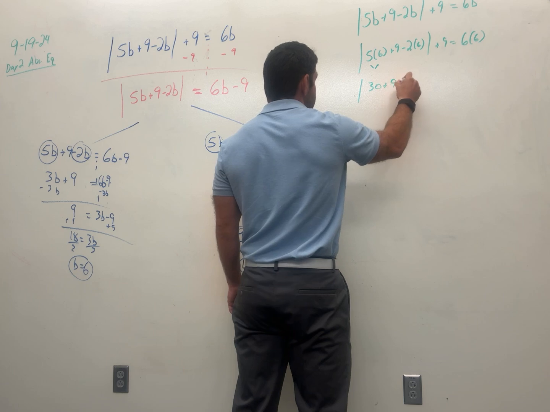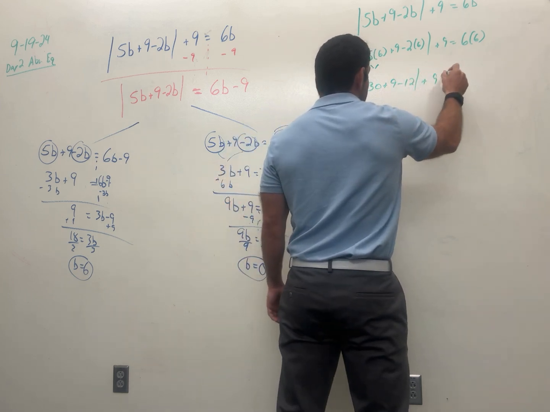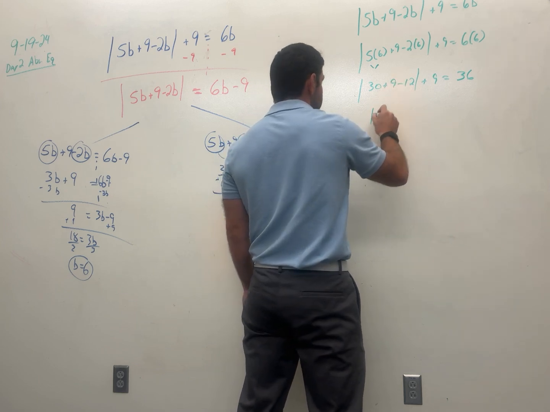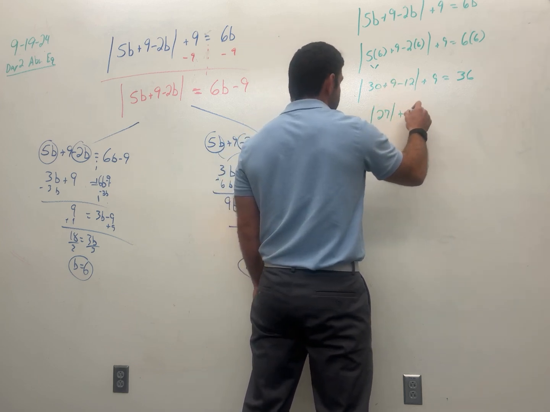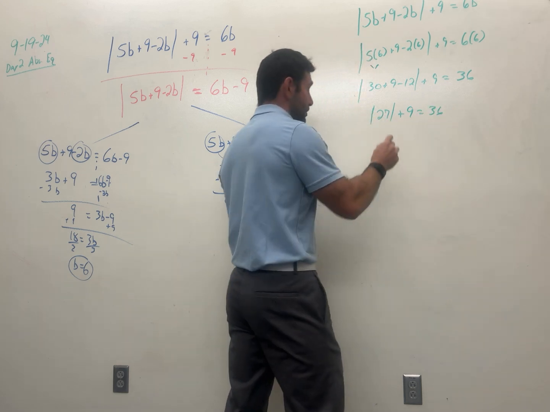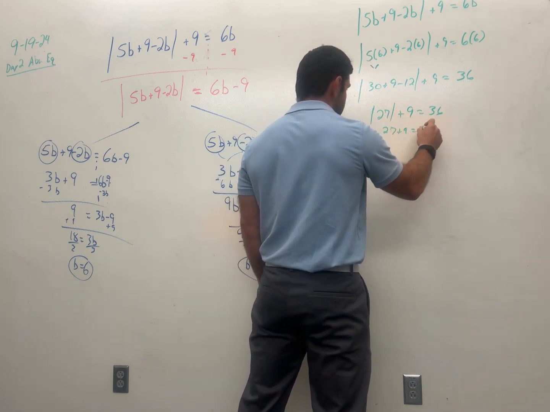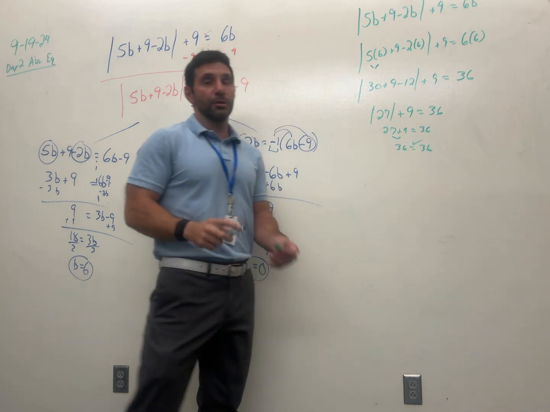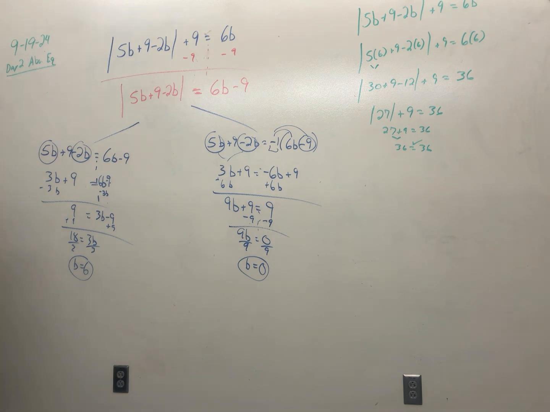30 plus 9 minus 12 plus another 9 equals 36. 30 plus 9 is 39, minus 12 is 27. So I have the absolute value of 27 plus 9 equals 36. Well, that gives me 27 plus 9 equals 36. And to quote a very famous mouse, hot dog, hot diggity dog. That works. He is a famous mouse. I don't like your attitude right now. Just saying.